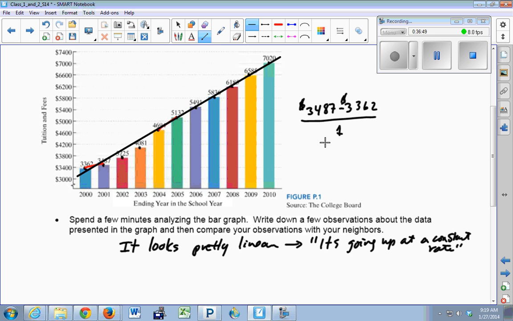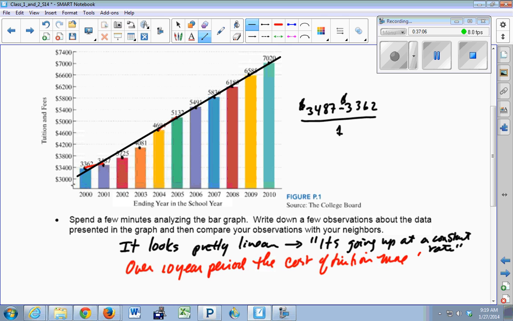Someone else? Eddie? So, over a 10-year period, the cost of tuition has doubled, more than doubled? Okay. That's kind of scary, isn't it? Okay. So, I'm trying to think.